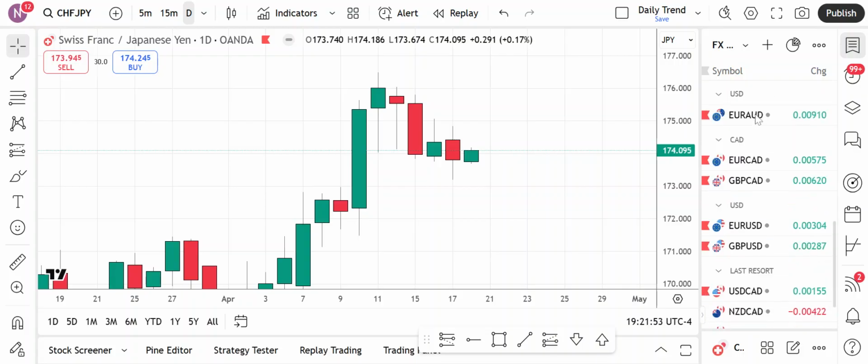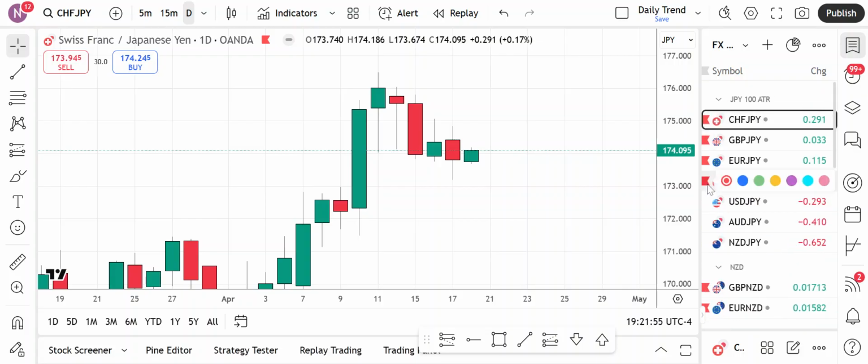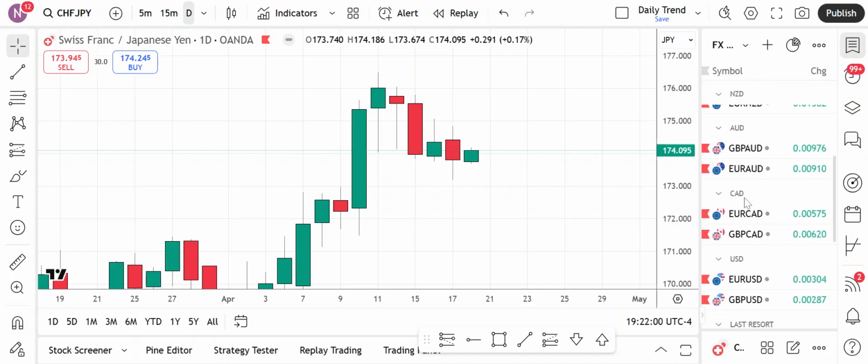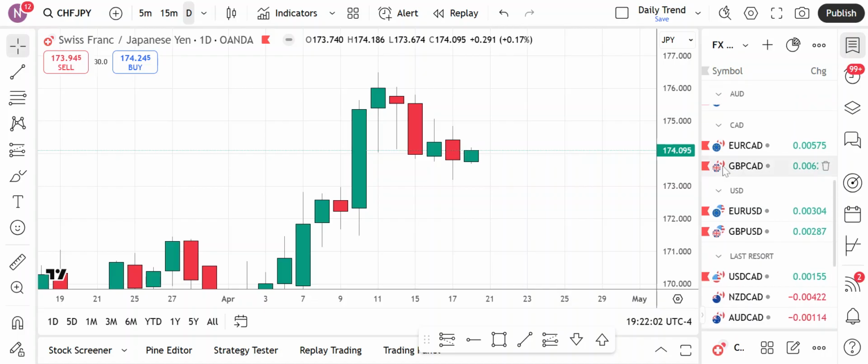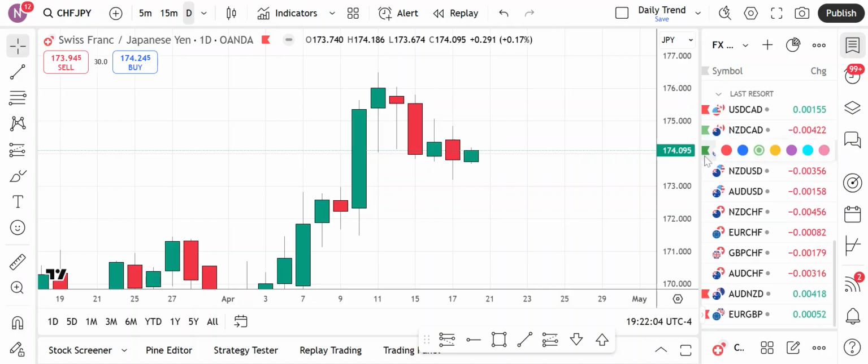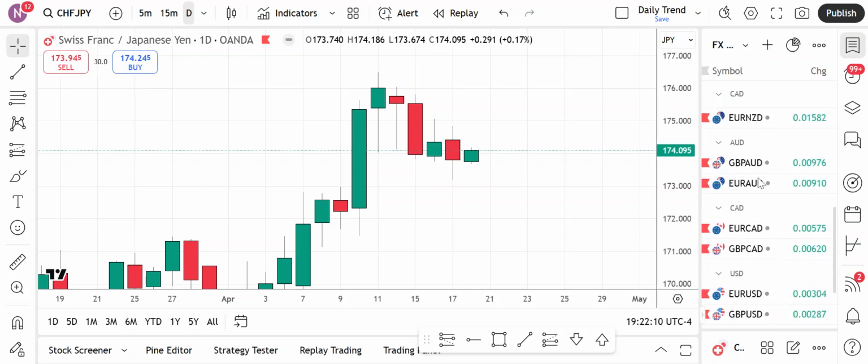So do that. And then all of the red ones I just mark as green. You're going to have a long bias. Like so, like so, like so. Okay, I think that's all of them.